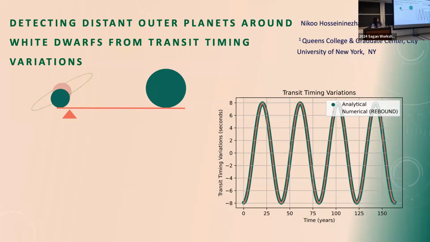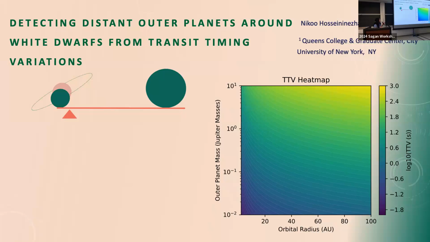One way to detect these distant planets is from the transit timing variations of an inner planet, as the white dwarf and the inner planet are orbiting the center of mass of the system due to the reflex motion. As we can see here, for an outer planet of 1 Jupiter mass at 10 AU, we can see transit timing variations of about 16 seconds peak to peak.